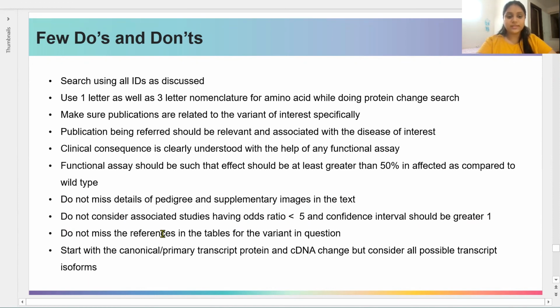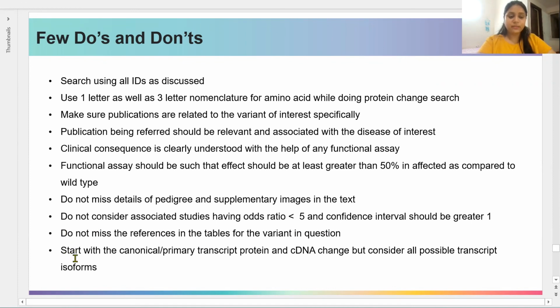Make sure you do not miss the references in the tables for the variant in question. Sometimes, even if you miss an important or novel paper while searching through the literature, you will mostly find it in review papers or in reference tables mentioned in other follow-up papers. So make sure you do not miss those.